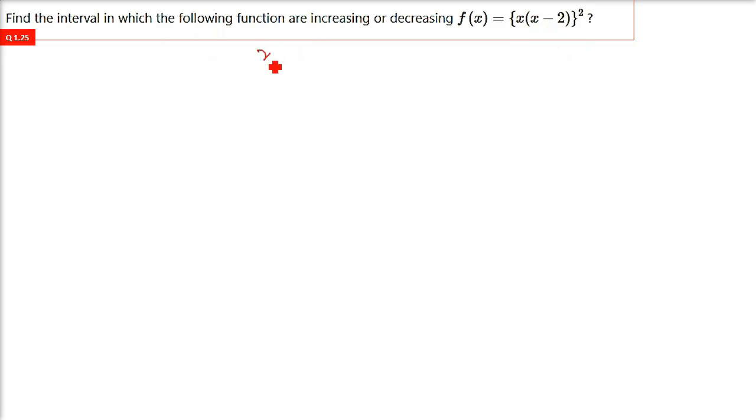You just have to multiply this. That is x into (x minus 2) whole square. Just multiply this: x into (x minus 2) inside first. You will get x square minus 2x, and then you square it.